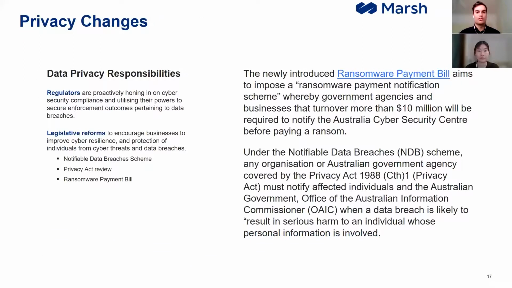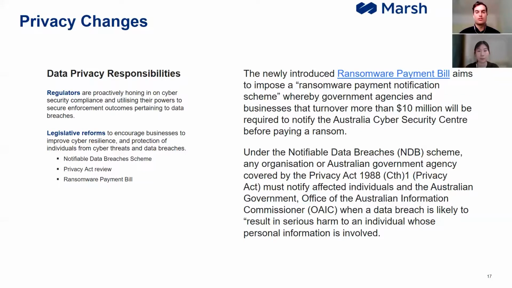I just wanted to touch a little bit on the privacy changes which we are seeing in the cyber insurance space at the moment. Regulators are proactively honing in on cybersecurity compliance and are ensuring that businesses are doing everything in their power to protect their data and prevent data breaches. So these legislative reforms include the Notifiable Data Breach Scheme, the Privacy Act Review, and the Ransomware Payment Bill. The newly introduced Ransomware Payment Bill aims to impose a regulatory notification where government agencies and businesses that turn over more than $10 million will be required to notify the Australian Cybersecurity Centre before paying a ransom.